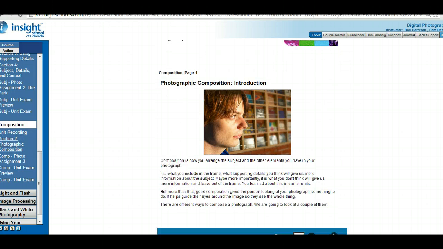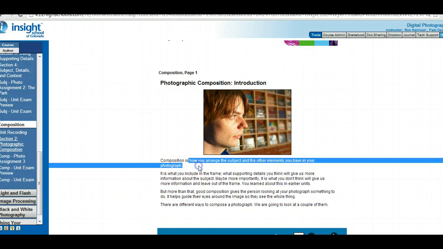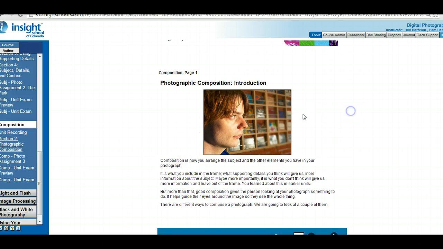So as we look at this, we're talking about composition. Composition is how you arrange the subject and other elements. If you look at this composition, the person's in the foreground and there's stuff in the background that is something related to that person. So essentially the composition is what you include in the frame as well as what your main subject is. And sometimes the composition can be more important than what your subject is.